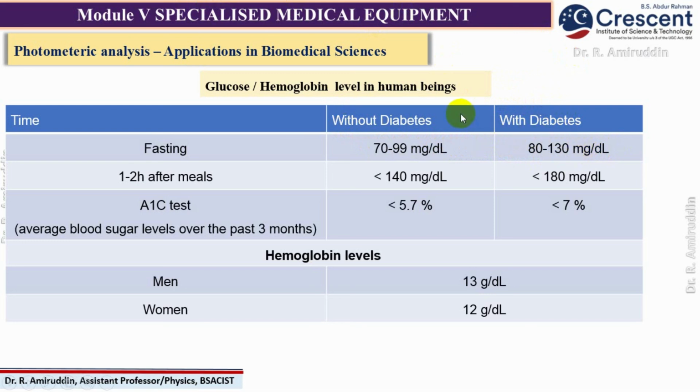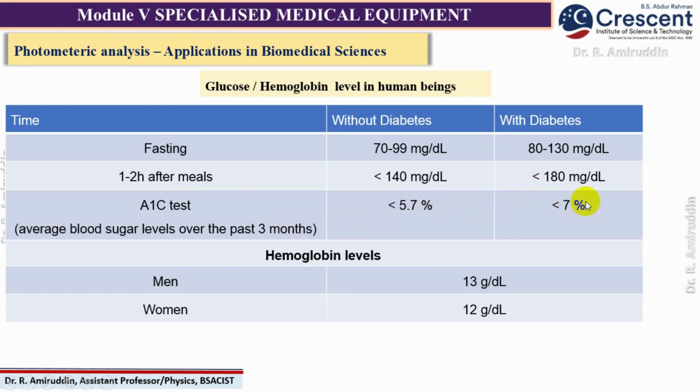The doctor will ask the patient to take a meal and will repeat the experiment after 1 or 2 hours. In that case, a normal human being will show a blood glucose level of less than 140 mg/dL, whereas a person with diabetes will have 180 mg/dL. The doctor will also do an A1C test, which is the average blood sugar level over the past 3 months. A normal human being will have 5.7%, and the person with diabetes will have a higher value, around 7%.